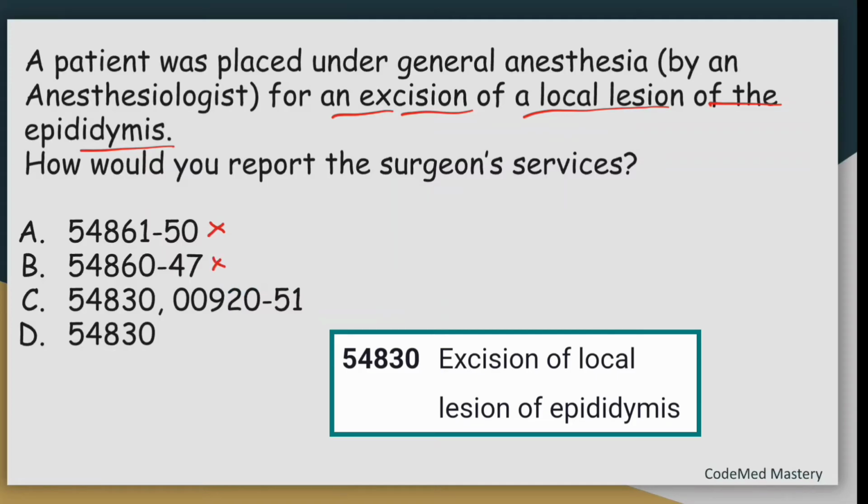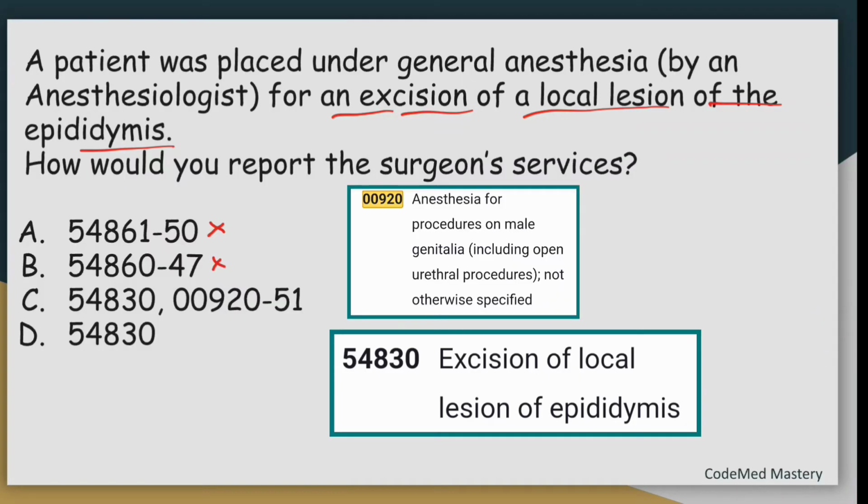We are left with option C and option D. In option C they have mentioned 00920, which is for anesthesia for procedures on the male genitalia not otherwise specified. But in the question they are asking, how would you report the surgeon's services? So the use of anesthesia is not separately reported for the surgeon. It falls under the anesthesiologist services.